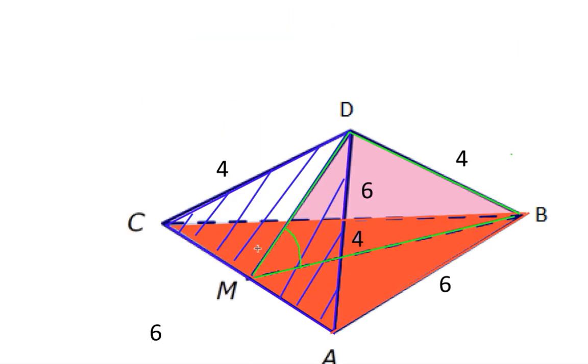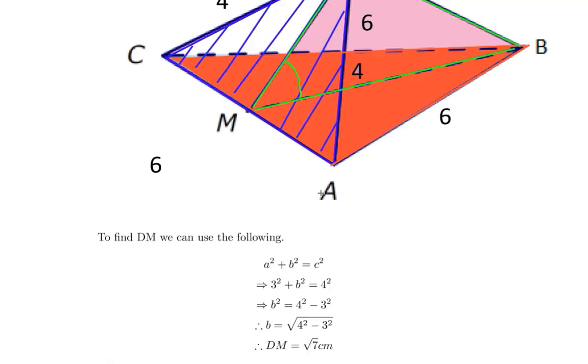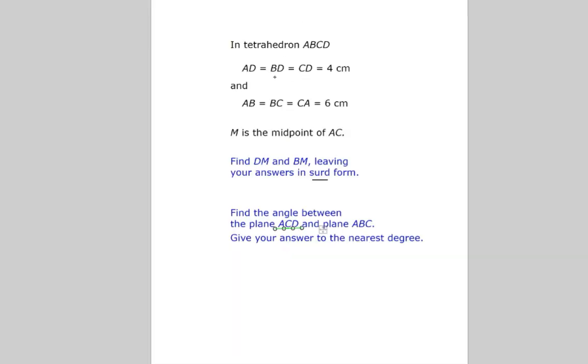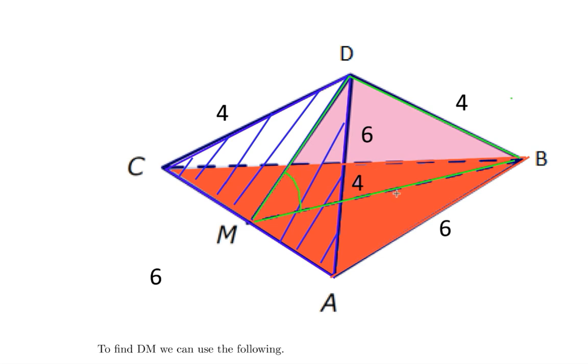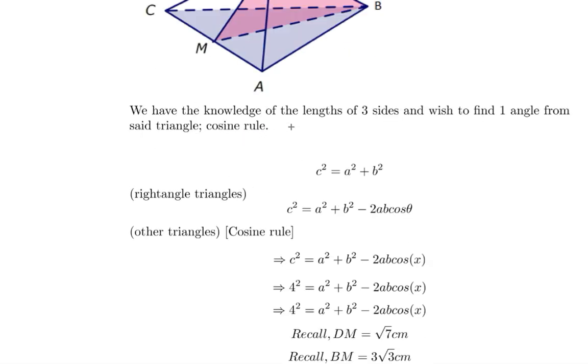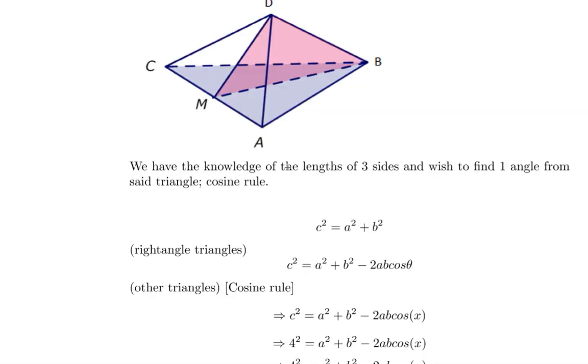Well, first of all, like I said, DM is root 7. So I know that this length from here to here is root 7. BM we've just got as 3 root 3. And DB, as described here, which is synonymous to BD, is 4. So we have all the sides of the triangle. The only thing we're missing is this angle, and that will tell us the angle between the planes. I said we have the knowledge of the lengths of 3 sides and wish to find one angle from said triangle. This requires the cosine rule.